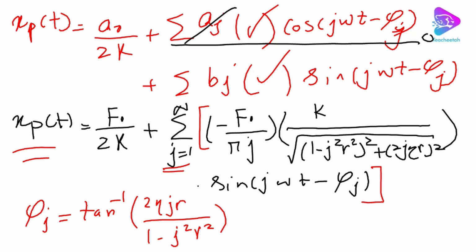Remember, in many cases, you need to simplify the system first, find equivalent mass, equivalent damping, and equivalent stiffness, then apply this procedure. In many cases, the system is not a simple mass spring damper system. You need to simplify it, then apply this procedure if the force is not harmonic but it is periodic.